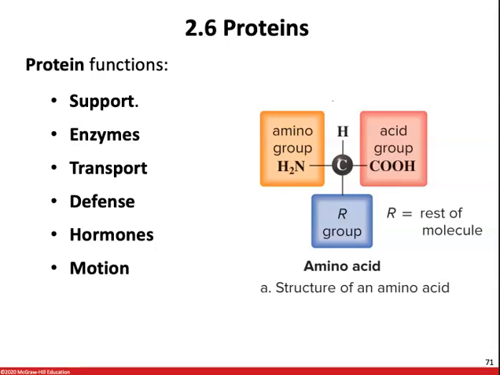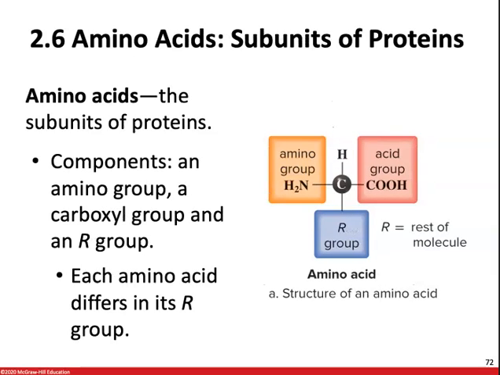Hemoglobin is the very important protein in your blood that transports oxygen. Proteins are also used for defense. Antibodies are proteins that bind to foreign substances called antigens and disable them. Hormones are going to be chemical messengers. They're going to have a regulatory function in the body. Motion: contractile proteins allow parts of the cells to move and allow our muscles to contract. So proteins play many different important functions in the human body.